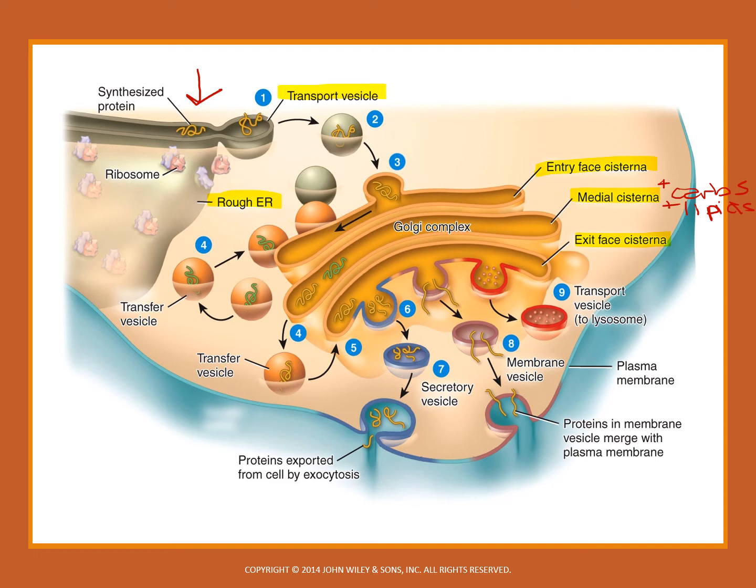Here we have a couple of different examples of vesicles. Here we have a secretory vesicle, which is sent to the plasma membrane to be exported by exocytosis. We also have a membrane vesicle, and these are sent to merge with the plasma membrane and actually be stuck to the plasma membrane as a membrane protein. And then here we have another transport vesicle, and this is going to be going to a lysosome.